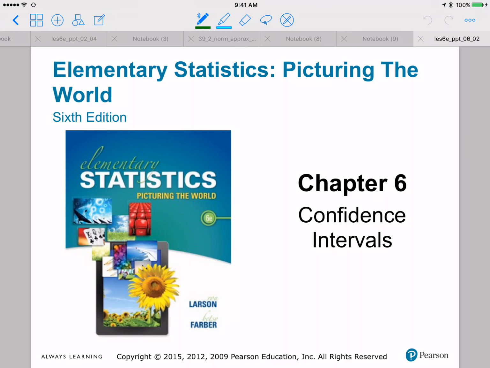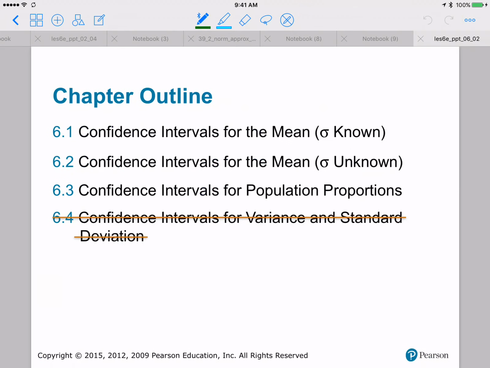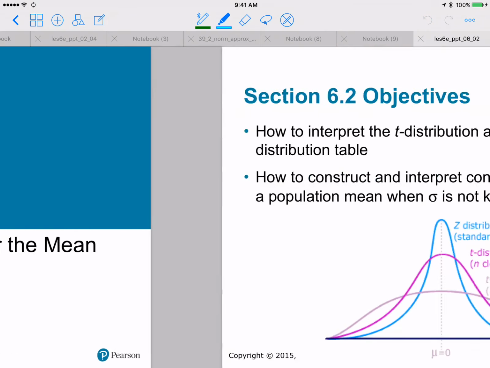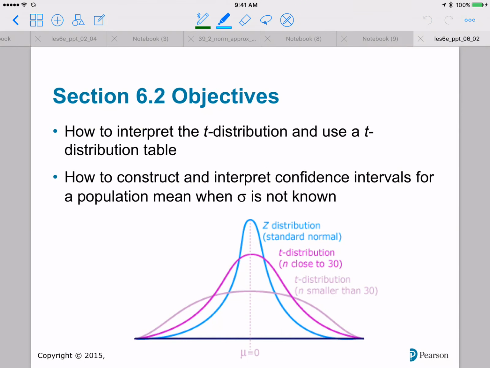Hello. So, today we're going to talk about confidence intervals for the mean when sigma is unknown. And let's jump into it. This is very similar to section 6.1, which we did in class on Wednesday.